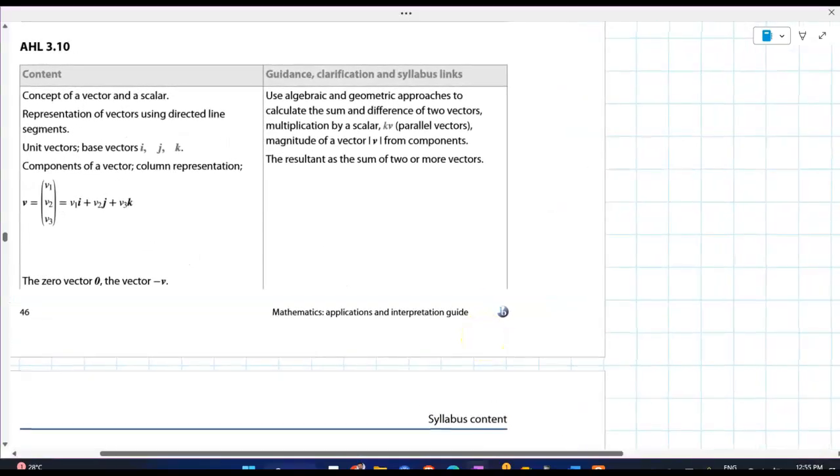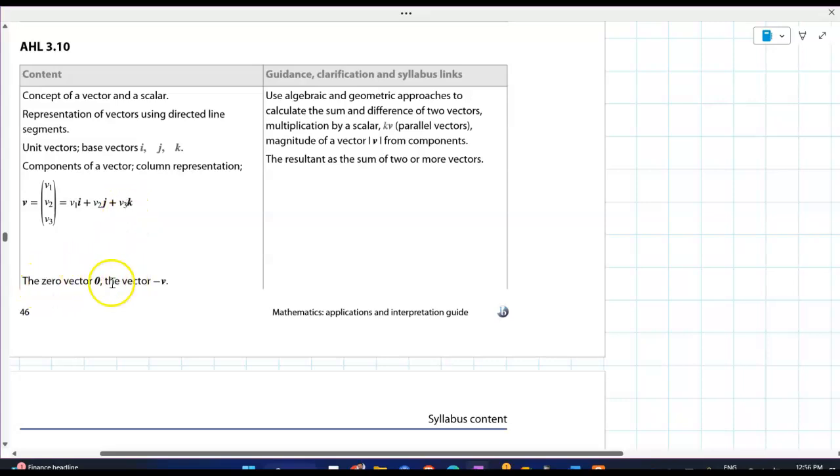So, Math AI HL review of vectors. Concept of scalar vectors, okay, that's fine. Represent vectors as directed lines again, that's no problem. Unit vectors. Now, i is a unit vector along the x-axis, j is along the y-axis, k is along the z-axis. So, components of vectors, whenever you want to represent vectors, we have v is equal to (v1, v2, v3). We write it as a column vector, which is the same as v1 i plus v2 j plus v3 k.